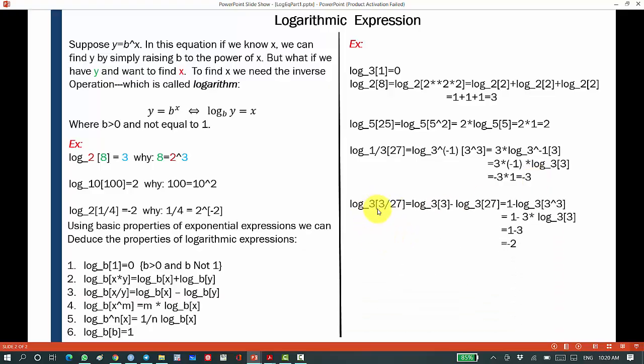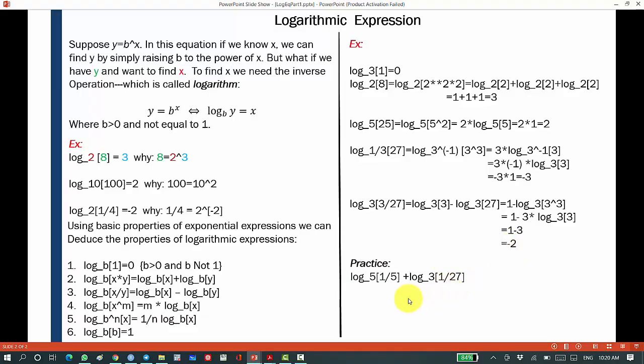Log base 3 of 3 over 27, using the property number 3, we can write that as log base 3 of 3 minus log base 3 of 27. The first logarithm is obviously 1 because that is log base 3 of 3. The second one, we can write 27 as 3 to the power 3, then moving this power at the front, we get 1 minus 3 times the log base 3 of 3, which is again 1 times 3 is 3. 1 minus 3 is minus 2.